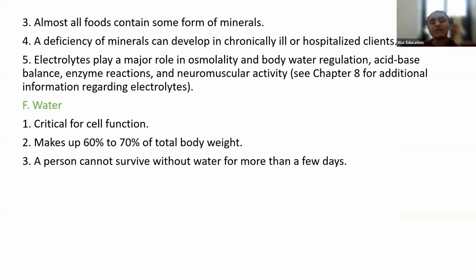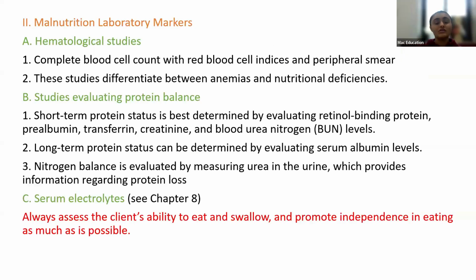Then water. Water is the main source of the body. Then we have seen malnutrition laboratory markers. There are certain lab tests or lab values through which we can identify the nutritional status of a person. In that, the first one is hematological studies. Through the blood studies, we can identify the type of anemia or other nutritional deficiencies which are experienced by the patient, by the person. Then next is the study for protein balance.